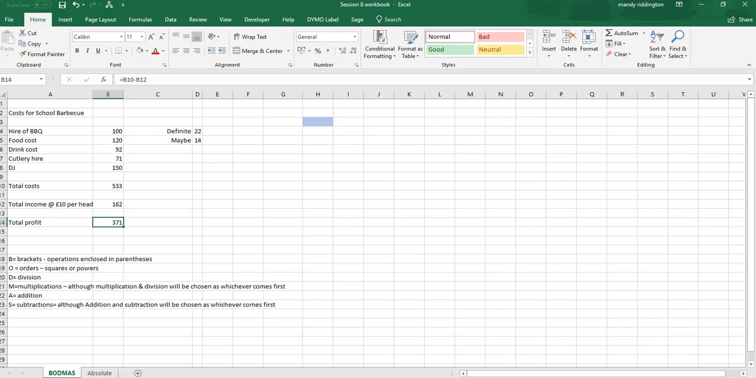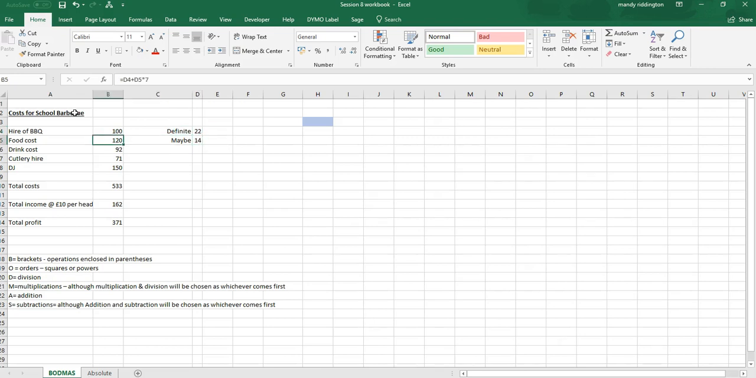However, very simple little calculation of a school barbecue, income and expenditure, how much profit we're going to make. So we have the hire of the barbecue, which is a flat £100. We've got a DJ, which is a flat £150. And the other costs are dependent on numbers. On the right here we have some definite and maybe numbers.